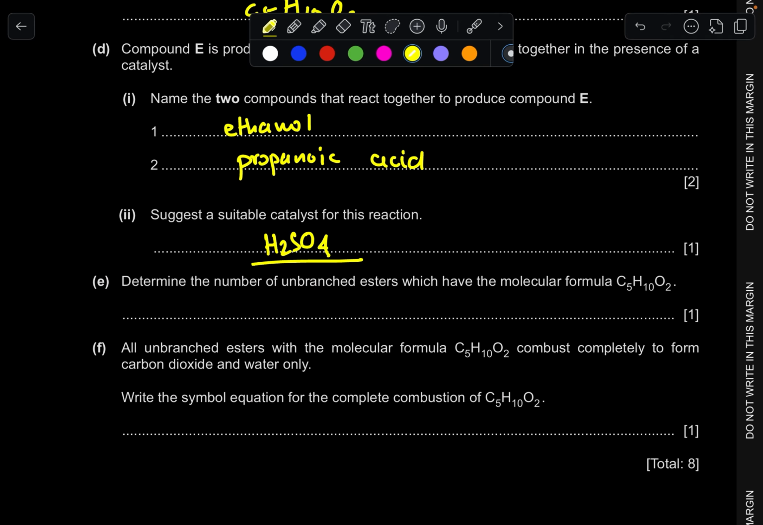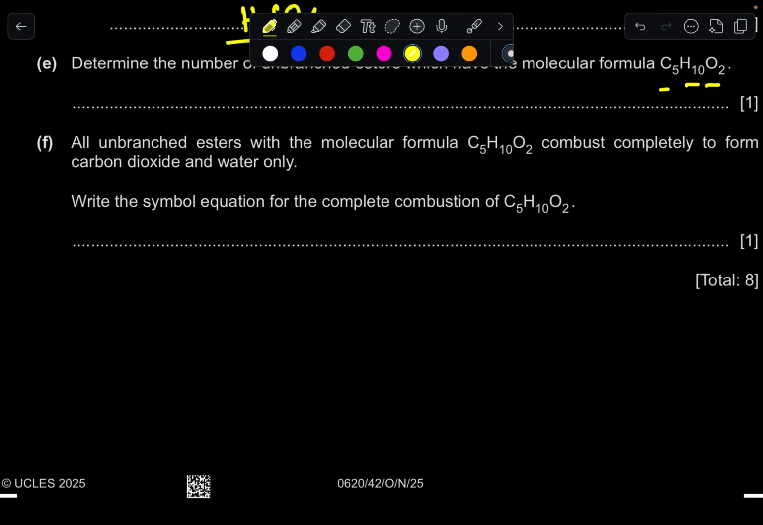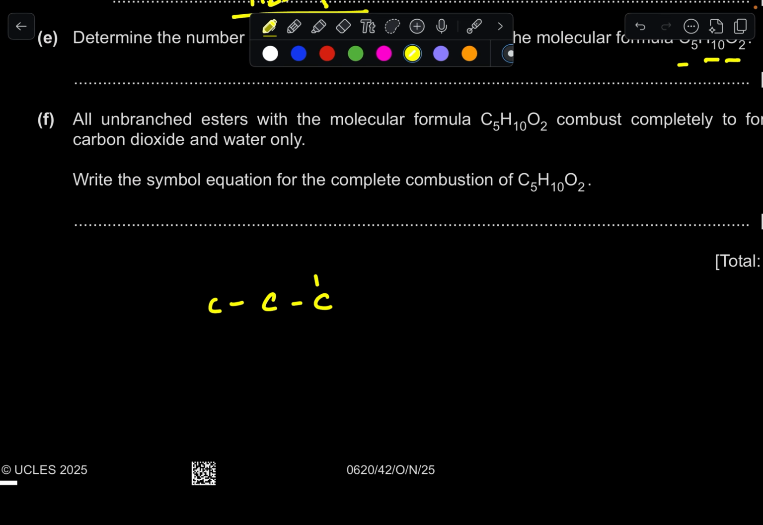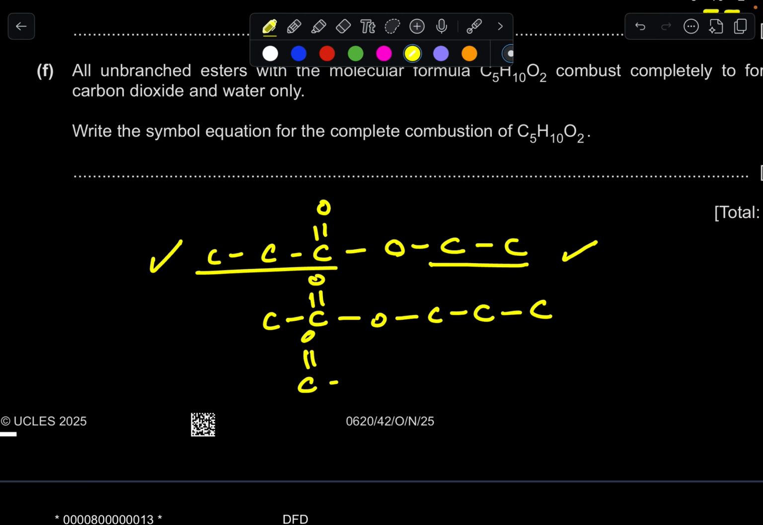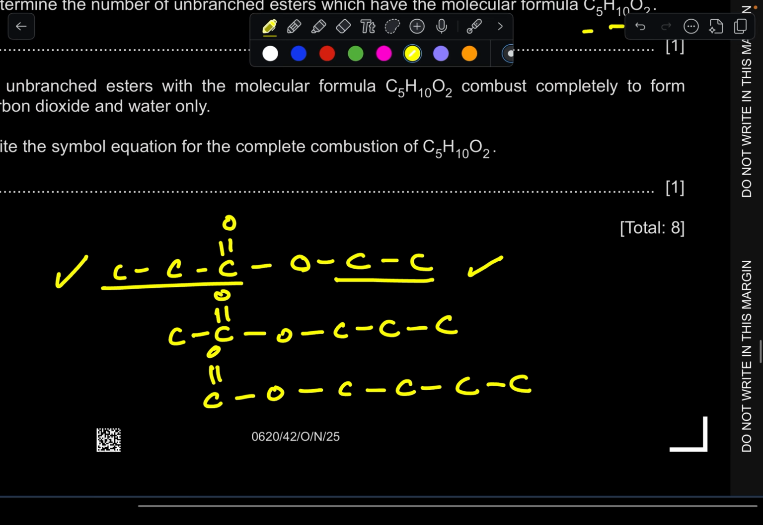Determine the number of unbranched esters which have the molecular formula C5H10O2. Okay, so now we have to determine the number of unbranched esters. The first ester we can make is what they've told us. I'm not drawing the hydrogens, that's going to be a waste of time, but you have 3 carbons in the acid and 2 carbons in the alcohol. For the second ester, you can reduce the number of carbon atoms in the acid and increase the number of carbon atoms in the alcohol. So you can add 3 carbons here, and then you can take 1 carbon over here and add 4 carbons to your alcohol.